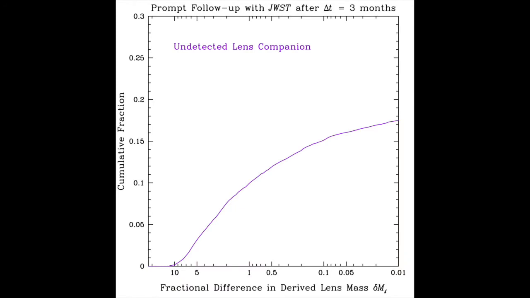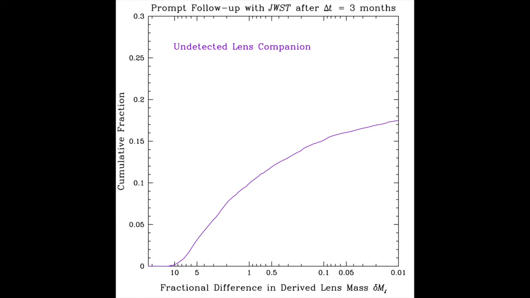I also investigate the effect that undetected companions to the lens and source stars would ultimately have on the derived lens mass. Figure 5 shows the cumulative fraction of the fractional difference between the true lens mass and the lens mass that would be derived if an undetected lens companion contributed blend flux that were falsely attributed to the lens.